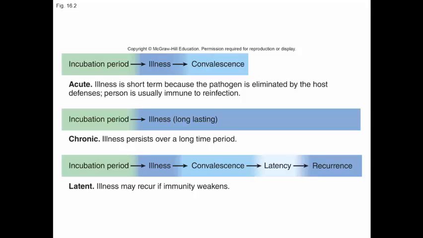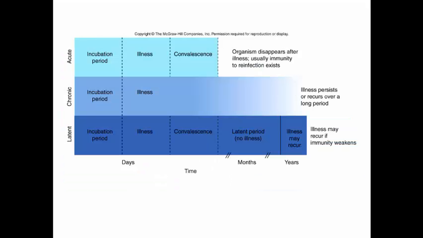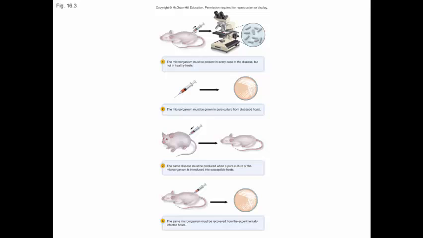Now, we're going to get into, and you can see this other chart which I included to give you a different perspective about the difference between acute, chronic, and latent. Let's now get into causation postulates. You have to understand the importance of Koch's postulate.